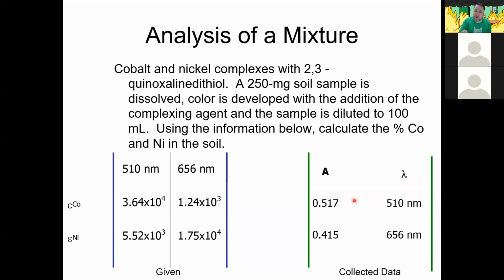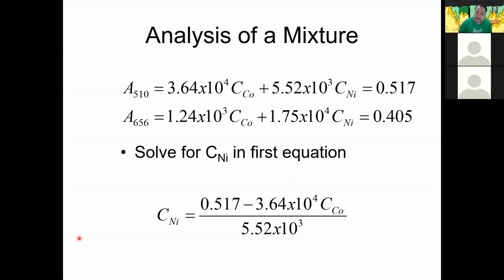How can we then pull this into something where we get the concentration of cobalt and the concentration of nickel in our original sample? And the answer is math. Right? So we've got two unknowns. This means we're going to need two equations in order to do this. And so all we're going to do is set up a system of simultaneous equations where we've got the absorbance at 510 and the absorbance at 656.